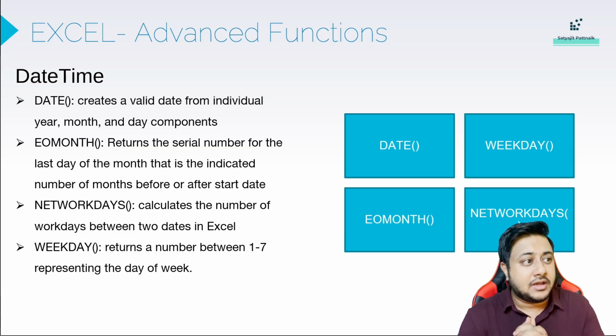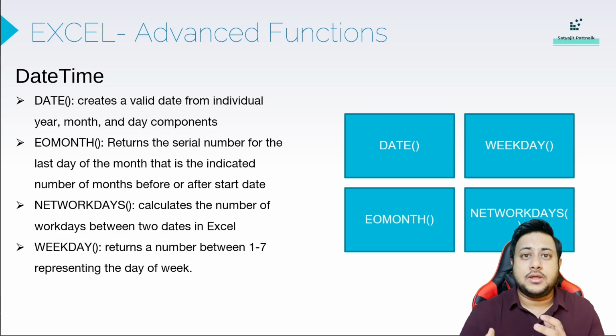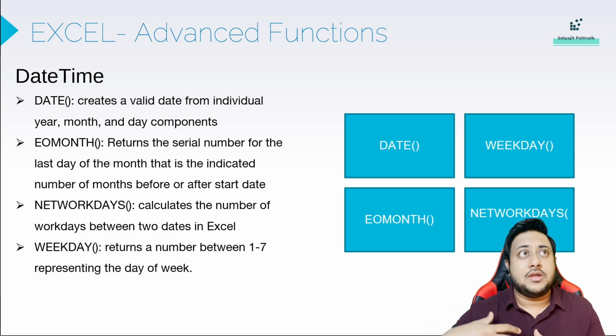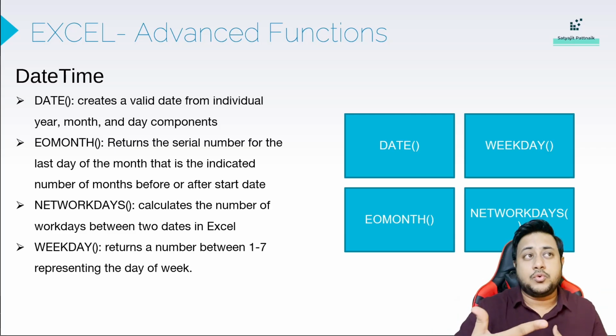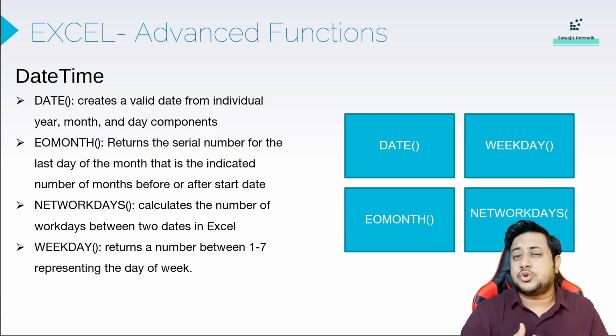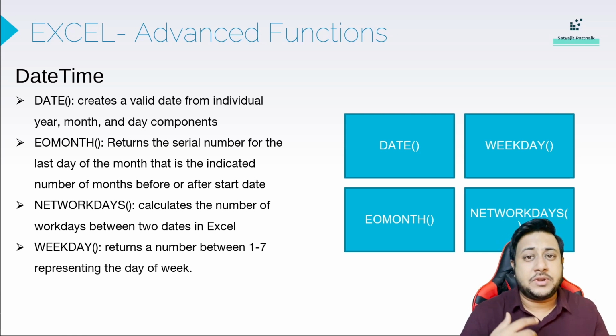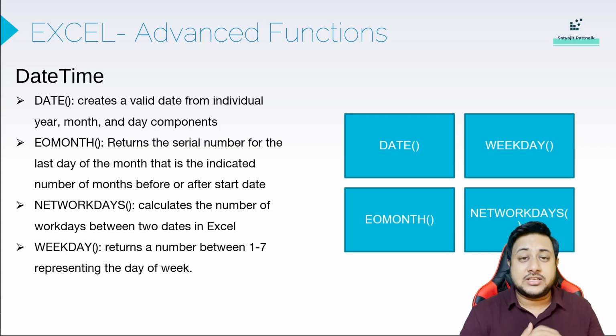EOMONTH returns the serial number for the last day of the month, that is, the indicated number of months before or after the start date. For example, you want to know the end of the month after 5 months from now. Of course, if you start calculating, this is October, November, December, January, February, March. So you know March has 30 days. So that should be 30th March 2022. Of course, that's manual work, but in case you want that same feature in Excel, you can use EOMONTH.